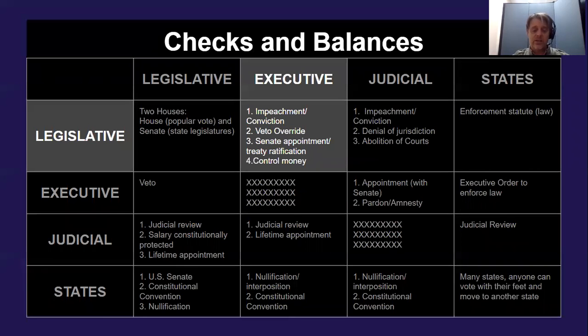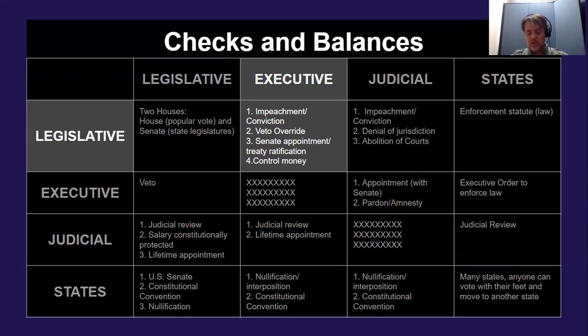Legislature can check the executive through impeachment. We saw that twice in the past year, where the president was impeached but not convicted. They can override a veto. Veto means nullify. Veto means cancel out. The Senate appoints. So the president appoints different members of the government, and the Senate has to approve it. They also have to approve the treaties. They have to ratify the treaties.